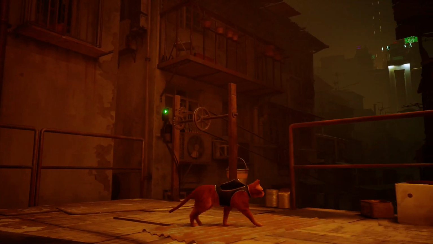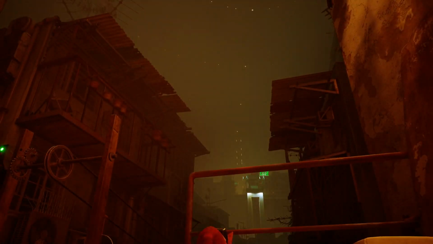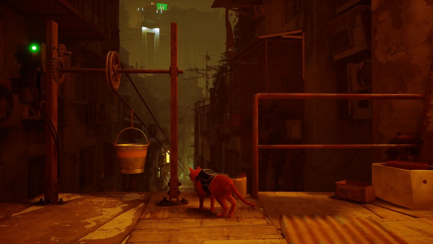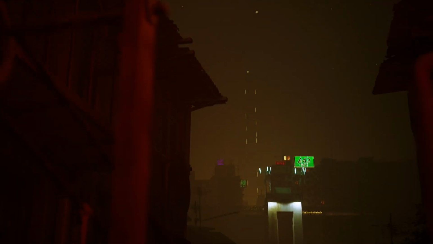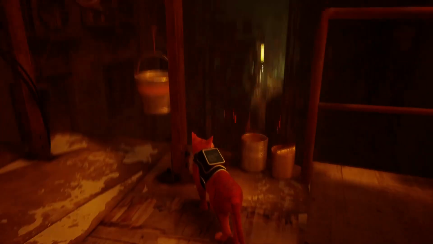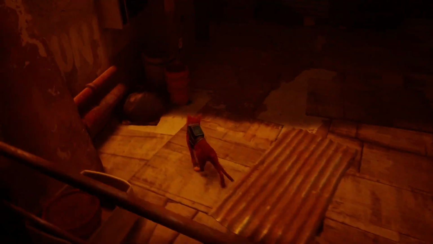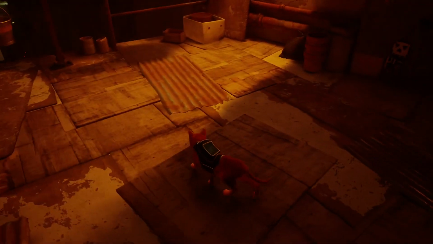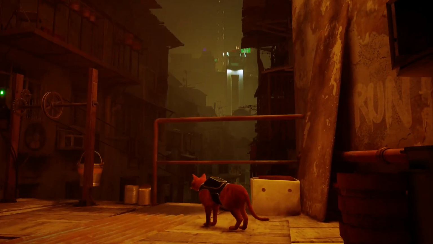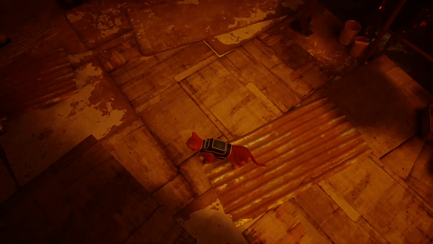Also, I don't know if I mentioned it at the end of the last episode, but if you look at that column of lights right there, kind of rising up above the city, I believe that's what they were talking about with the elevator. So that's our goal or our end goal for the moment. It's not our immediate goal, I guess.